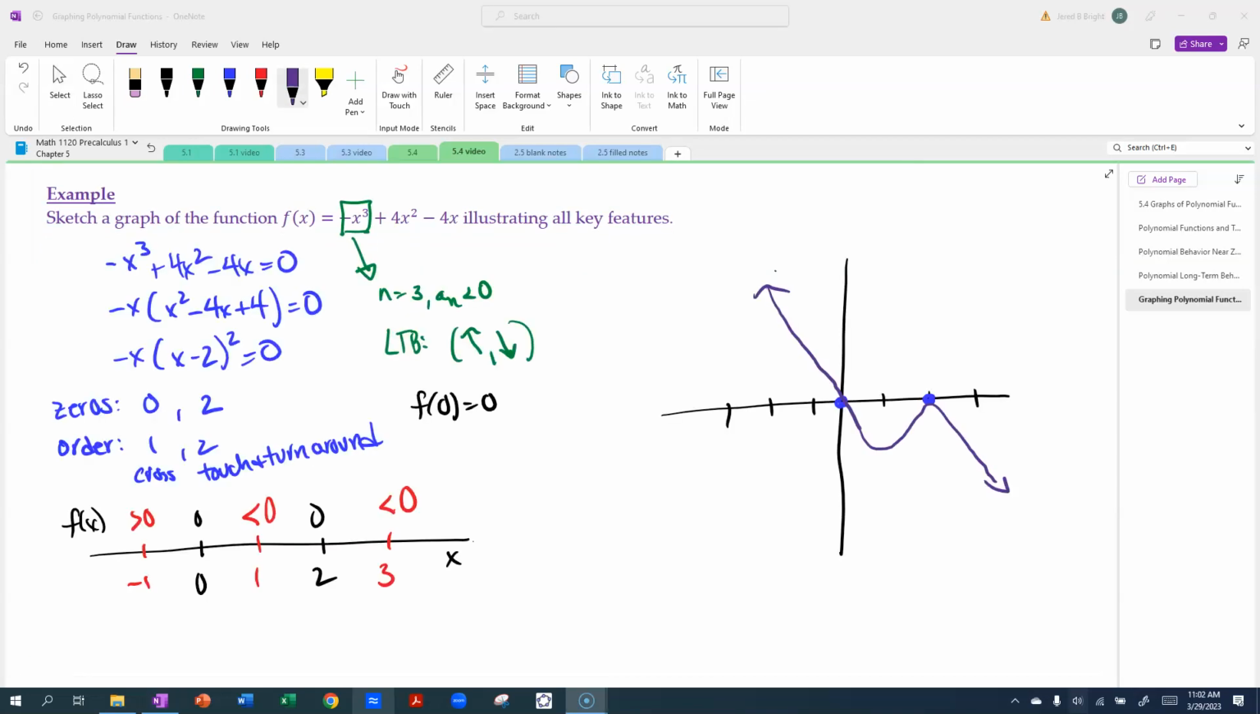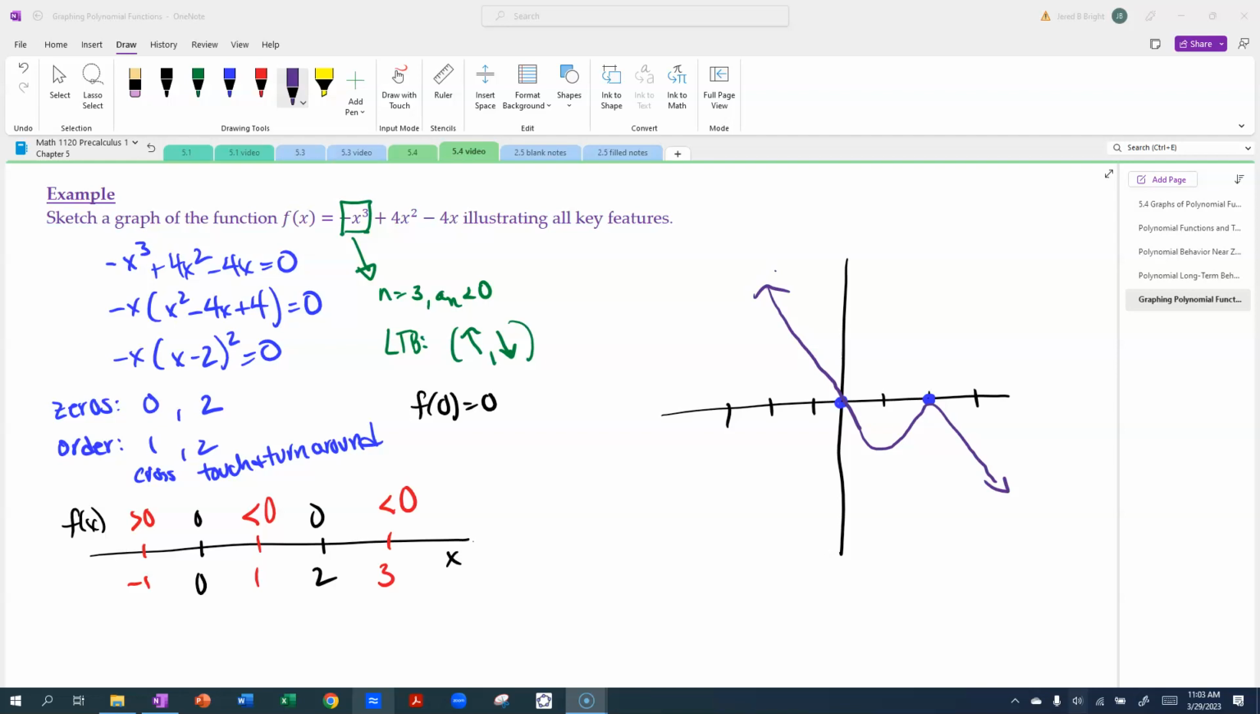Here's my solution. I began with factoring to find the zeros. I found a zero at 0 and a zero at 2, with order 1 and 2 respectively. That means at 0 I cross through and at 2 I touch and turn around. Then I made my number line to show the zeros and some values on either side of the zeros, and I determined whether the function was positive or negative there. You could do the actual calculation; I just did mental math to see whether it would be positive or negative.